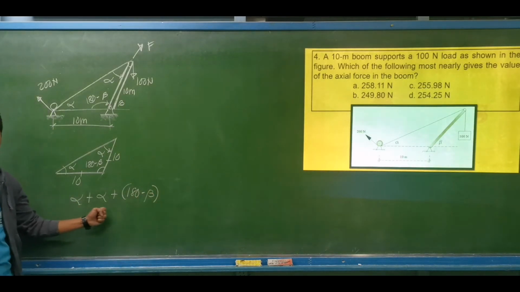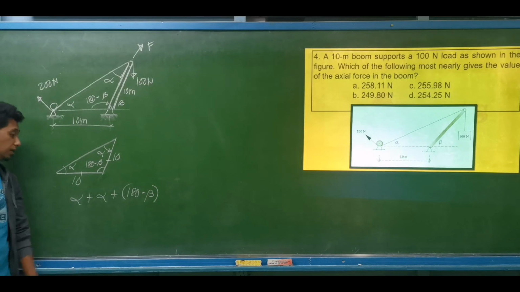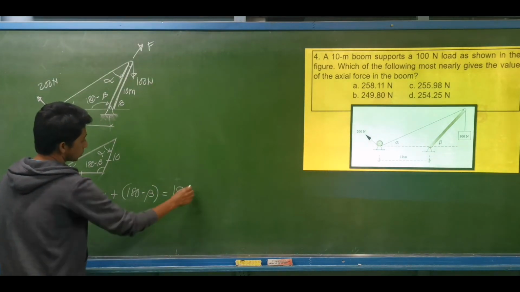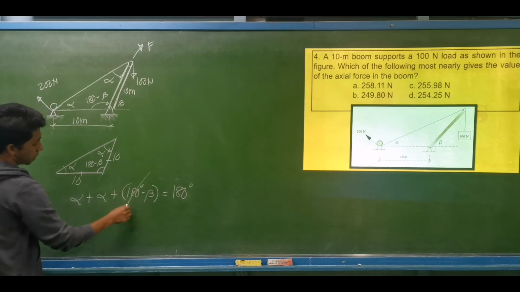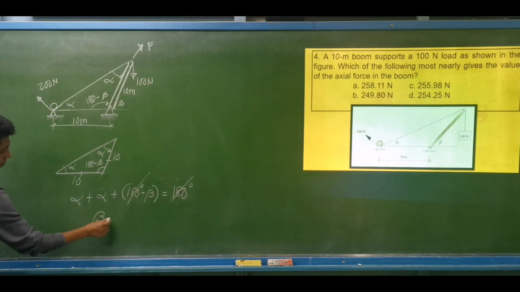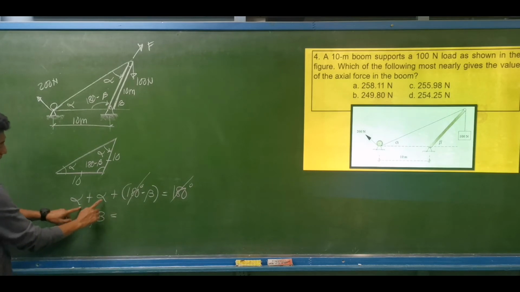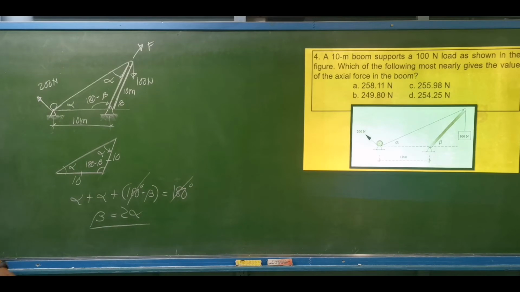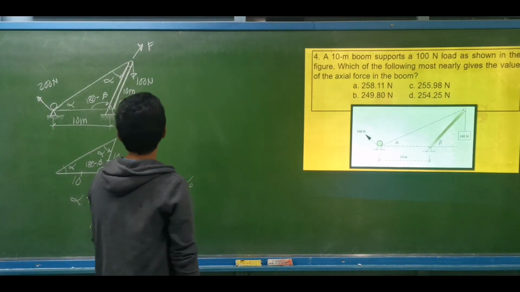What is the sum of the angles of a triangle? It should be equal to 180 degrees. So we cancel the 180, and transposing beta, beta is equal to alpha plus alpha, twice of alpha. That will be the relation of these angles: beta is equal to twice of alpha. So let us now form our force triangle.